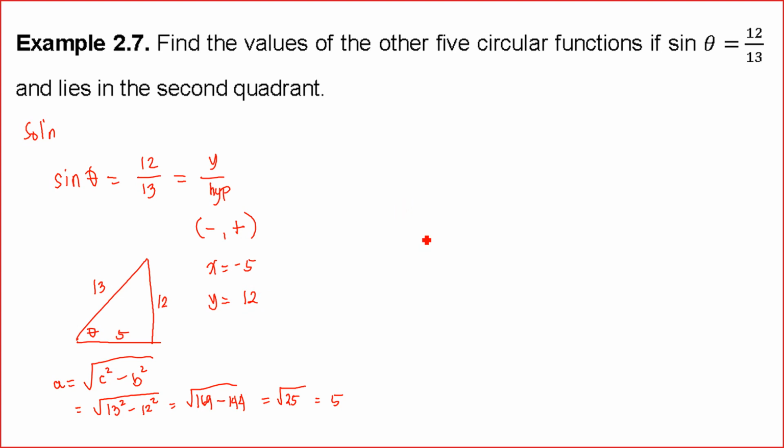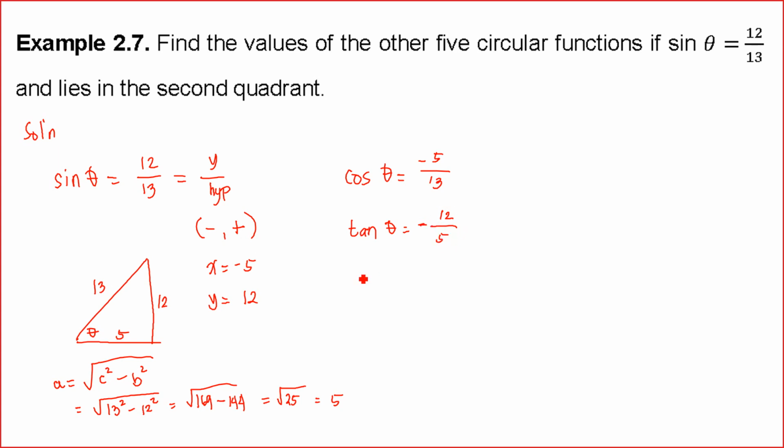Here, we have already the sine. So we have the cosine theta is equal to x over the hypotenuse. So you have negative 5 over 13. Okay. The tangent theta would be 12 over negative 5. So that's why we have negative here.